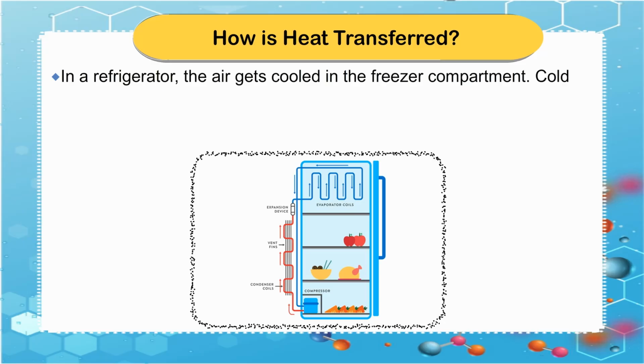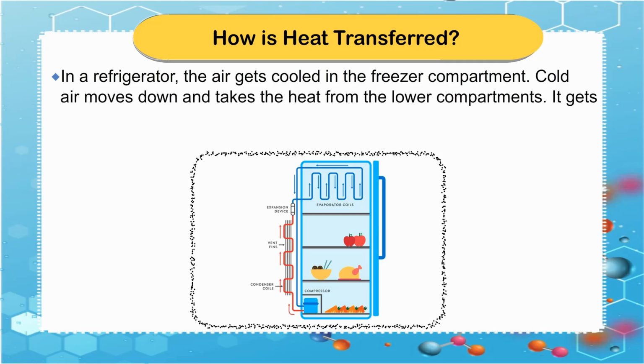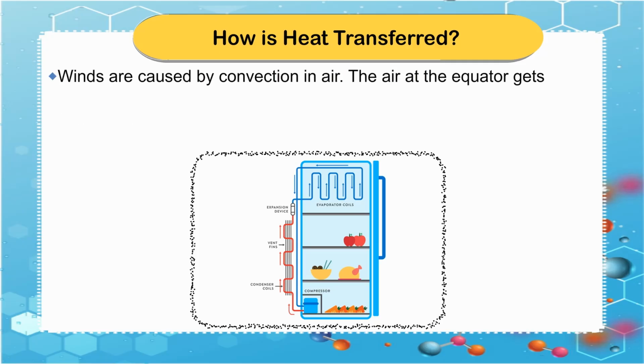In a refrigerator, the air gets cooled in the freezer compartment. Cold air moves down and takes the heat from the lower compartments. It gets warmer and again rises up. Winds are caused by convection in air.